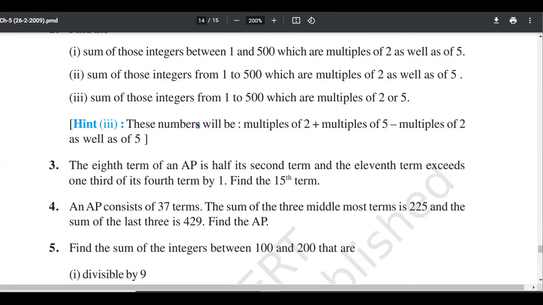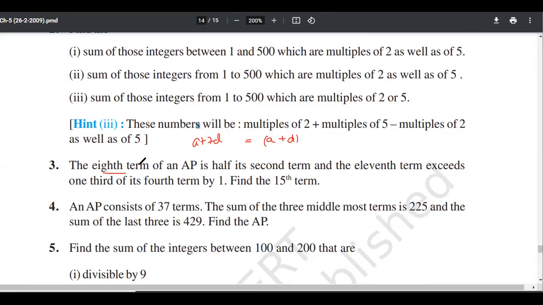Okay, if the eighth term of an AP is half its second term. The eighth term means a plus 7d. Half means this is half of its second term. So what is the second term? The second term is a plus d.